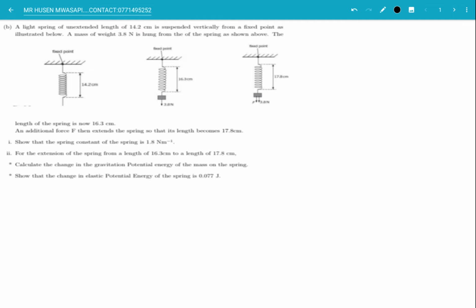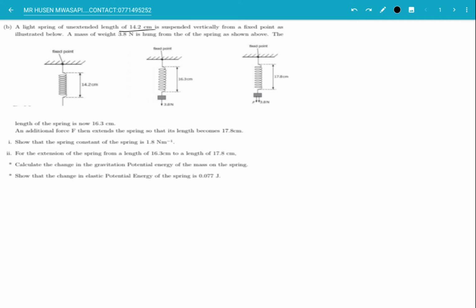Alright, so a light spring of an extended length of 14.2 centimeters is suspended vertically from a fixed point, as shown below. We've been told that a certain weight has been hung on the spring, creating some form of extension, which is given as 16.3. We've also been told that an additional force F extends the spring to an extension of 17.8 centimeters. We've been asked to show the spring constant is 1.8 Newton meter to the minus 1.